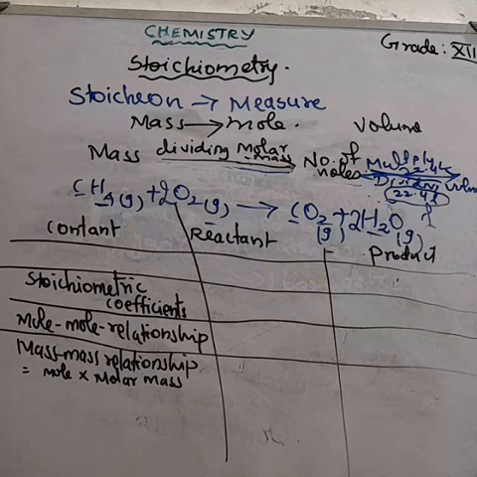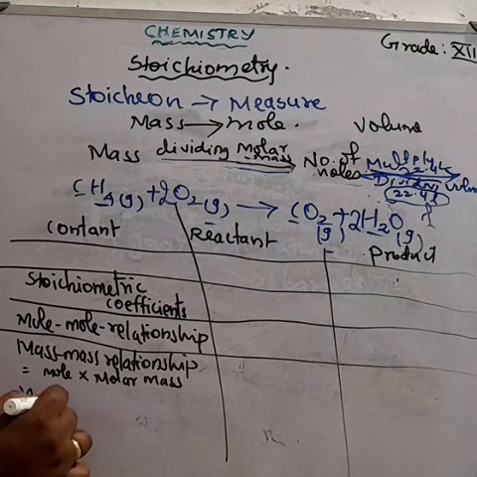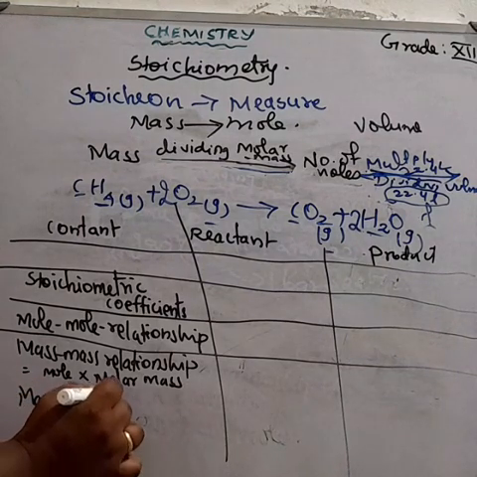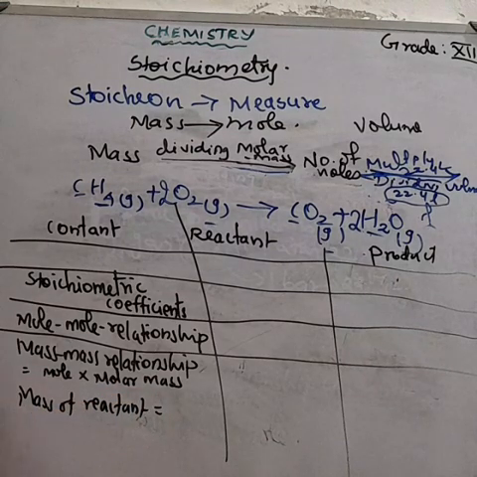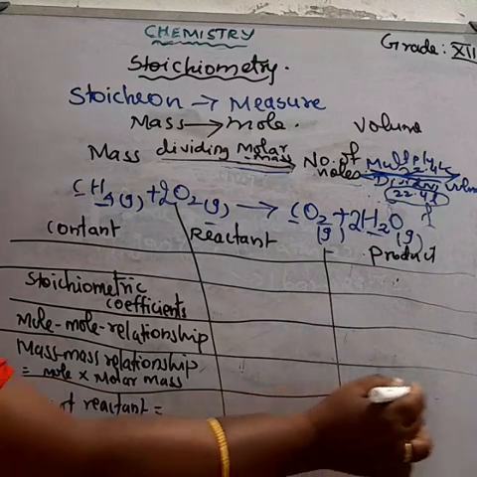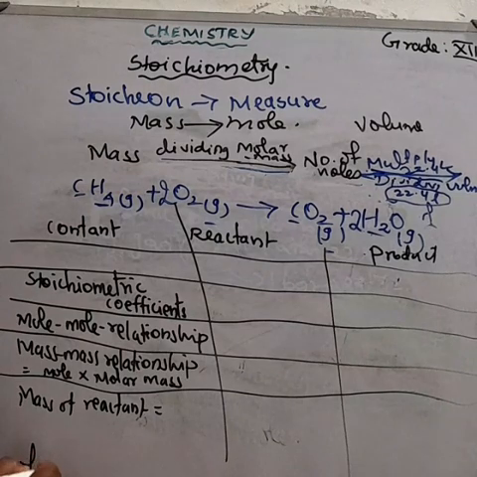Suppose the volume given means the volume of the product. 1 mole of any gas occupies a volume of 22.4 liters at 273 Kelvin, 273 degrees Celsius... and 1 atmospheric pressure. Okay, so the volume relationship.